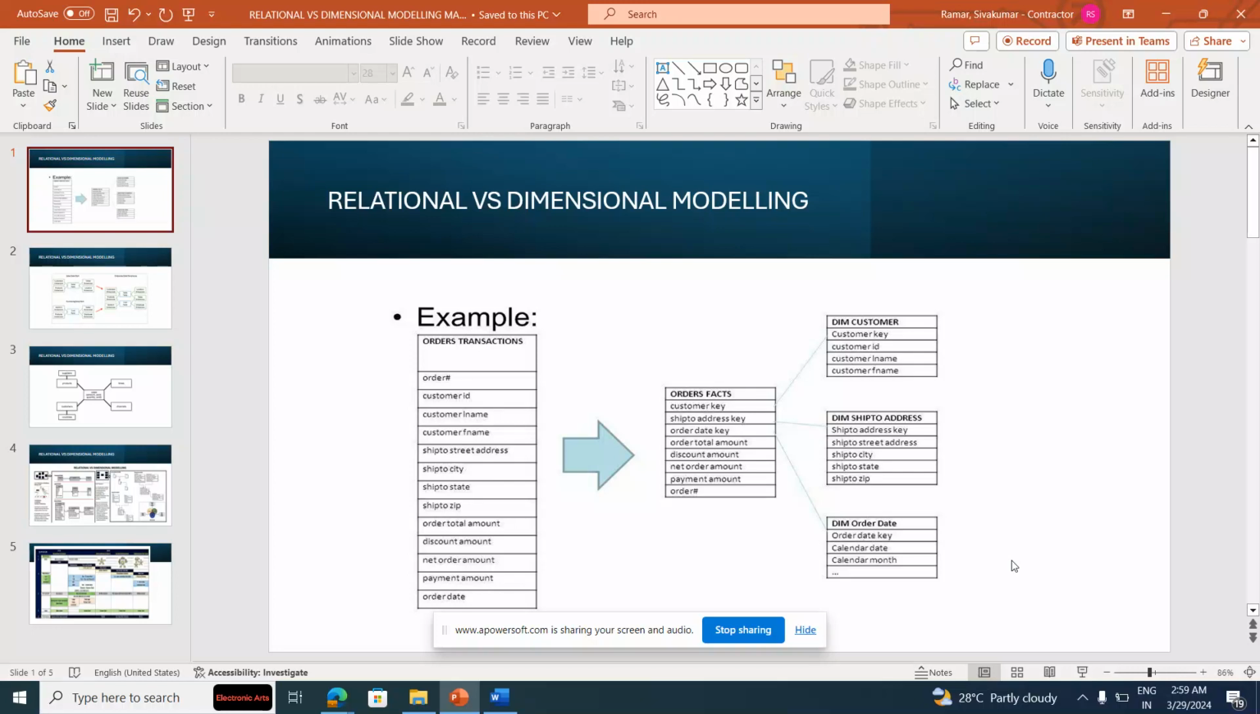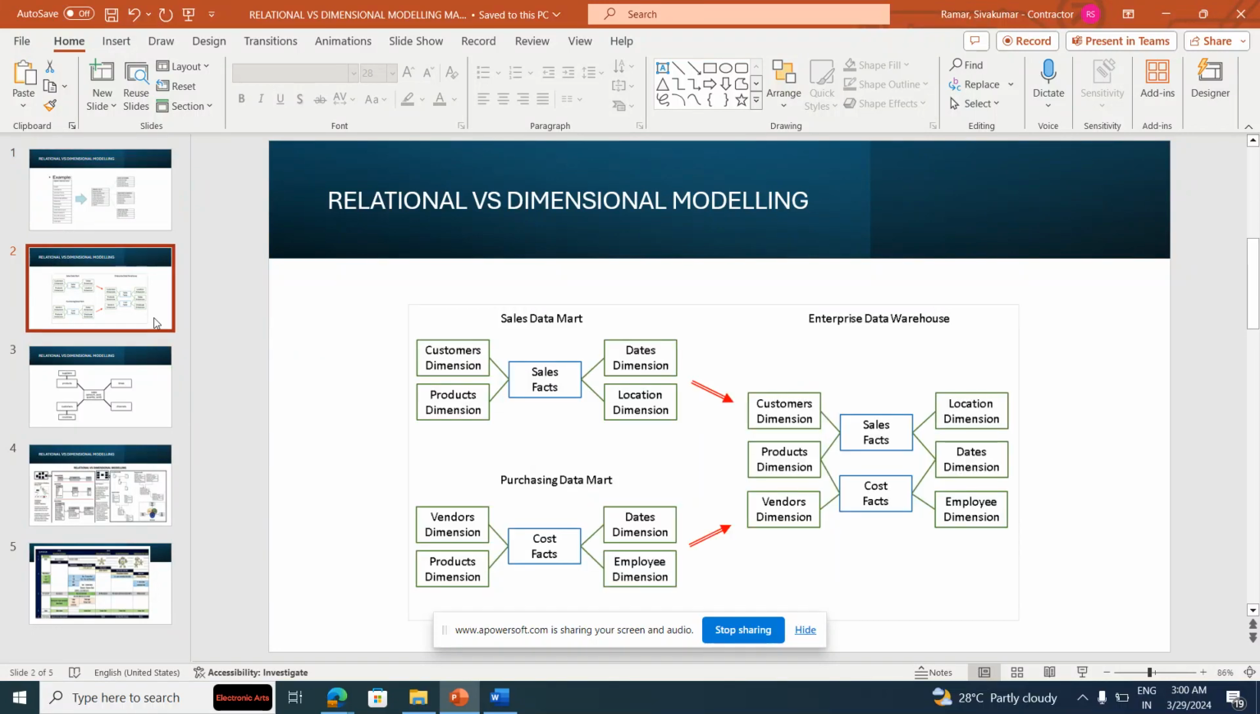Your metrics are numbers: order number, net order amount, payment order amount, order total amount, or the discount amount, the four metrics which hold your numeric data. So this is like a simple dimensional model. We can go to the next slide.